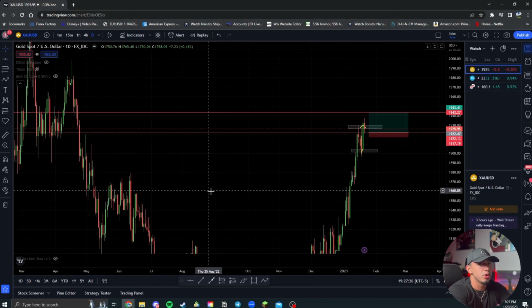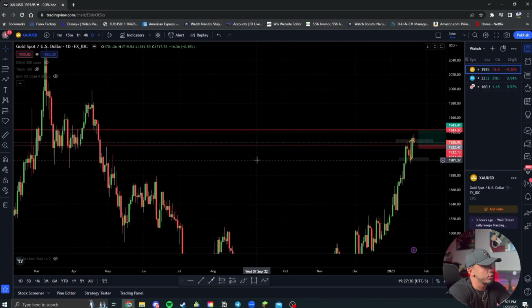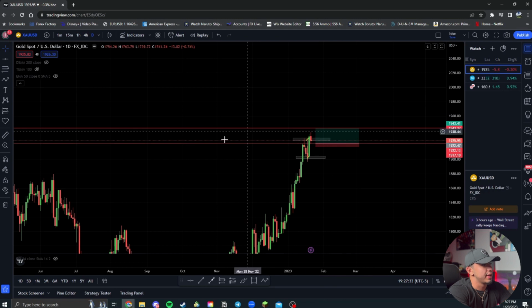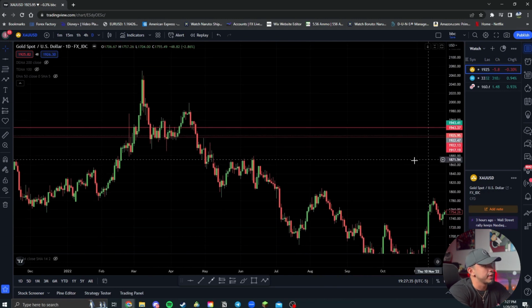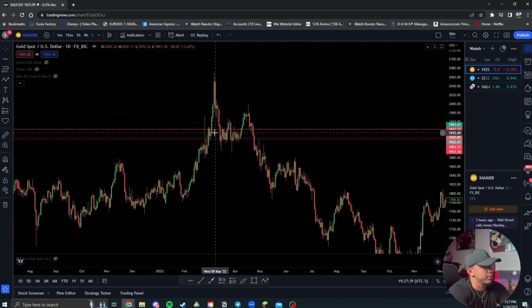Now, the main reason I do go back is so I could effectively see where price action has been. Of course, this wouldn't be effective if this is the highest high that price has ever been to, but thankfully, gold has been higher than this before, and we can go off of this past price action.